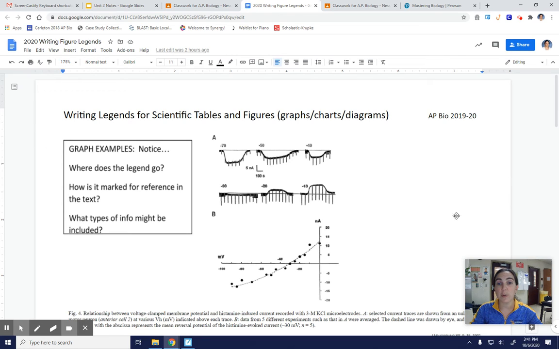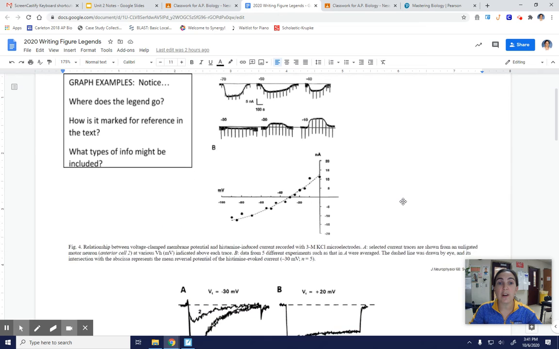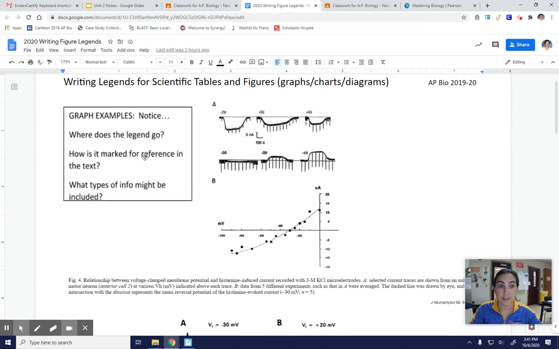So this document that we're looking at now has some examples. When you look at these examples, I don't expect you to understand all the language or write exactly like this, but it's just to give you an idea of what types of information and how detailed these should be and what they look like. These were taken out of actual scientific papers. So the front side, the first page of this document looks at figure legends written on graphs of different types.